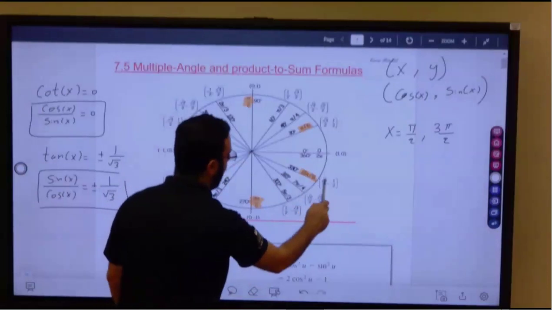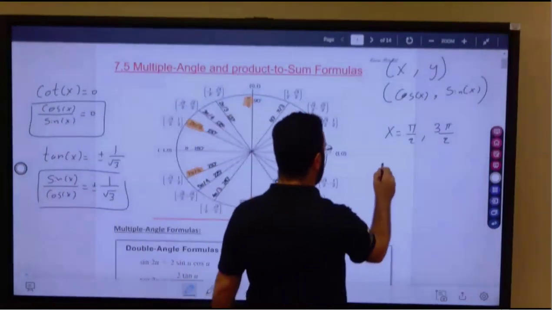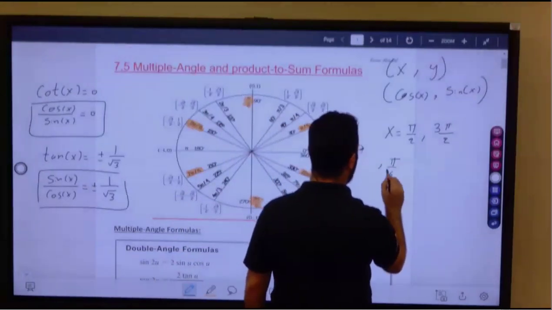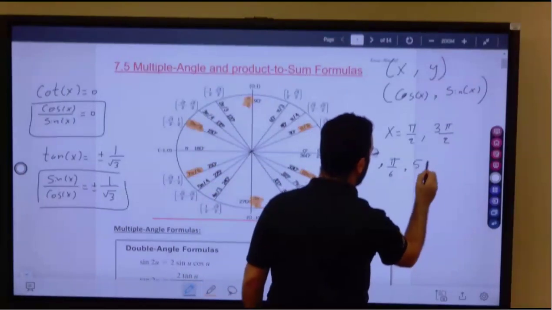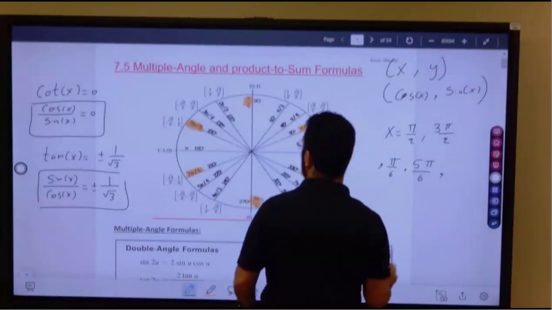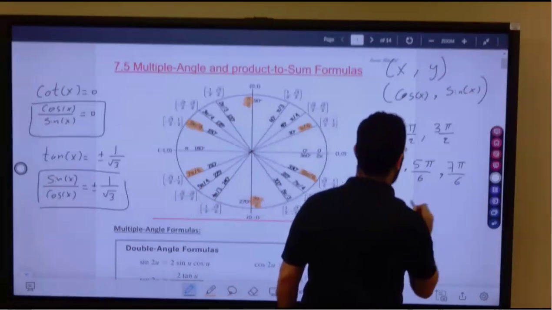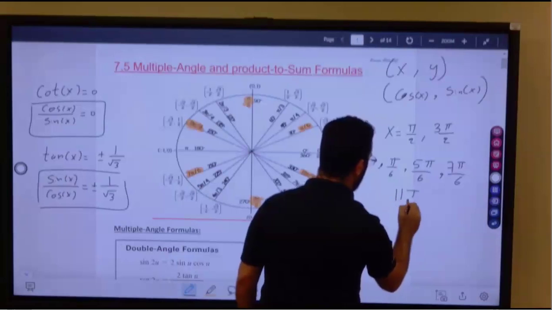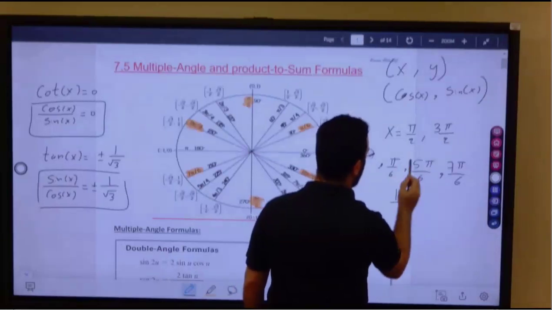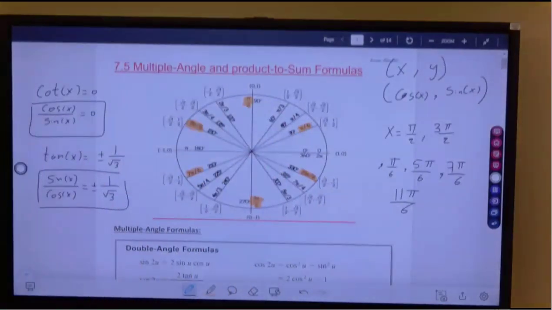If you divide -1/2 by square root of 3, so the other angles are going to be pi over 6, and 5 pi over 6, and 7 pi over 6, and 11 pi over 6. 1, 2, 3, 4, 5, 6. 6 solutions for this example.